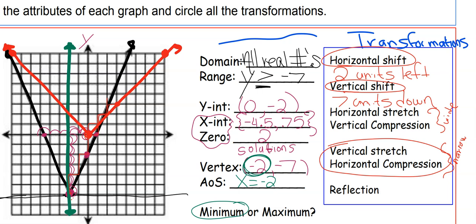Now, has this graph been reflected? Has it been flipped upside down? No. So don't circle it, and we'll move on. So we did the whole first graph. Any questions so far about any of the measurements, descriptions we've gotten so far?